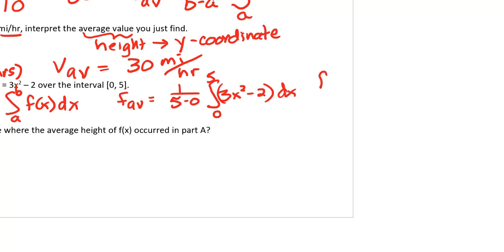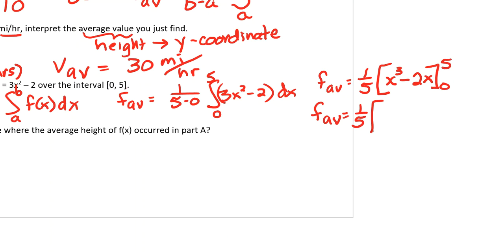So our f average is 1/5 times the antiderivative. Raise the exponent to 3 and divide by it, and this will be 2x, evaluated from 0 to 5. By the fundamental theorem, we evaluate at 5 and then at 0. You don't need to show this arithmetic. So there's our capital F of B minus capital F of A. So we've got 1/5 of 115, and our average value is 23.